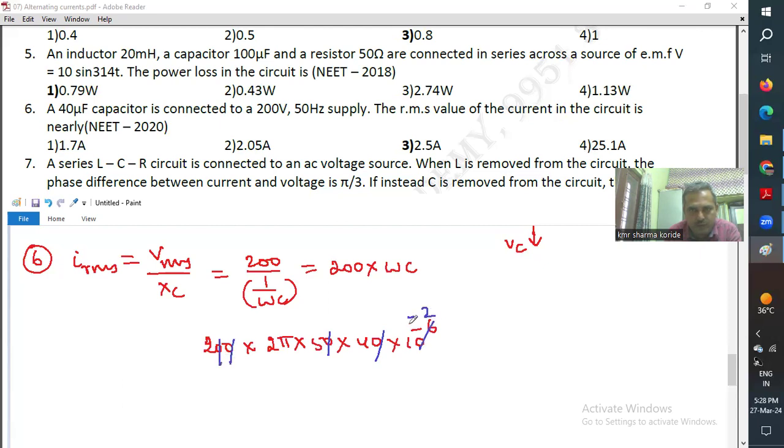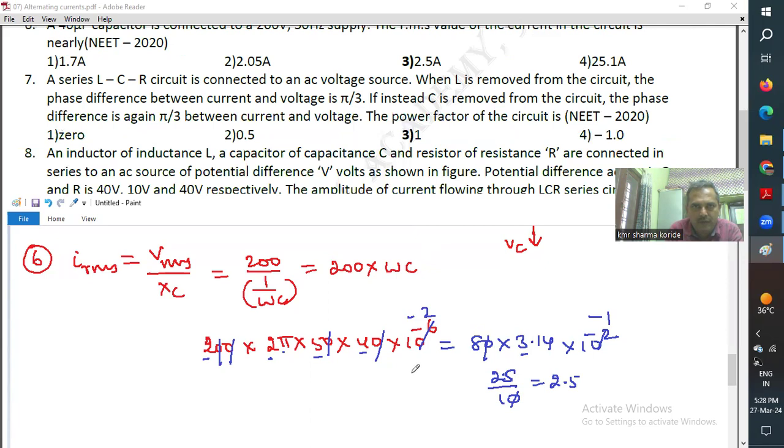This is going to be minus 2. So next term, this is going to be 20. 4 5s are 20, into 2, 40. 40 into 2, 80. 80 into 3.14 with the 10 to the power of minus 2. So you can cancel one more 0. This is a minus 1. So roughly this value will be closer to 25, but 25 by 10, so it will be 2.5. So the third option is correct. Moving to the next question.